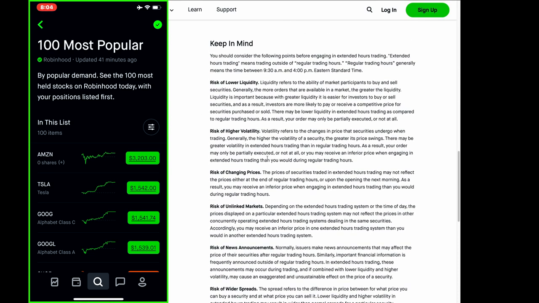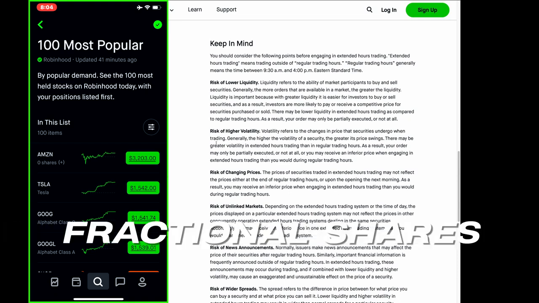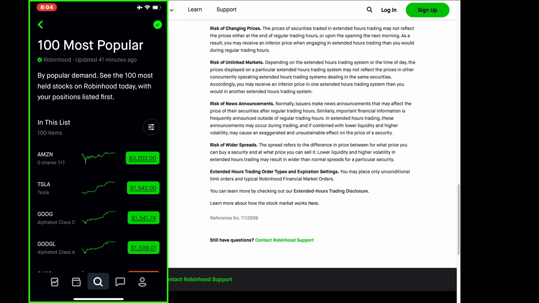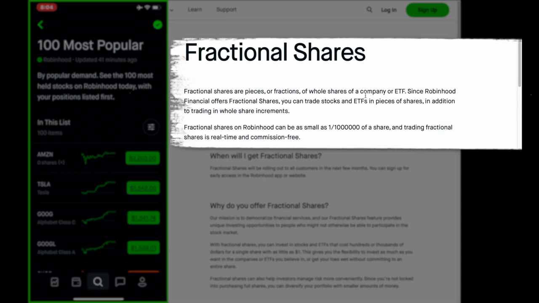Now, there's going to be stocks that you might be interested in buying that you just quite frankly don't have enough money to buy one whole share of, and that's what's called fractional shares. That's something that is a recent thing to Robinhood, but it's been around for a while with other brokers. But let's go down to the fractional shares section and go over that real quick.